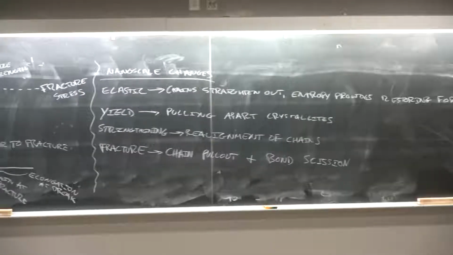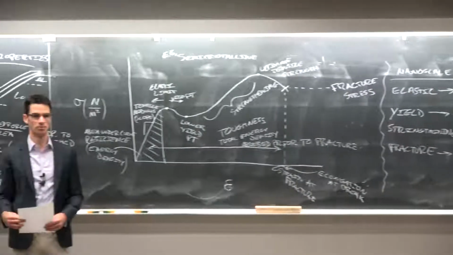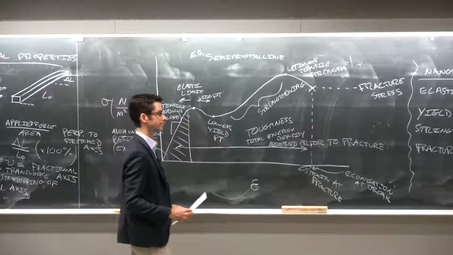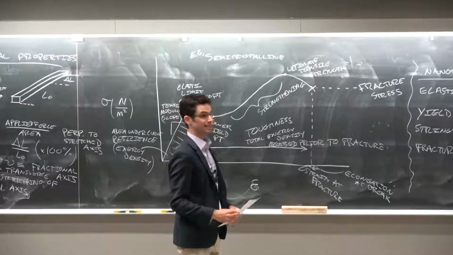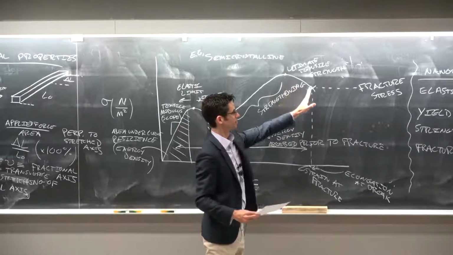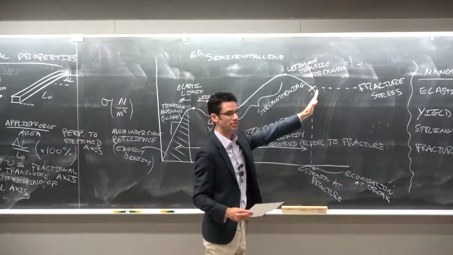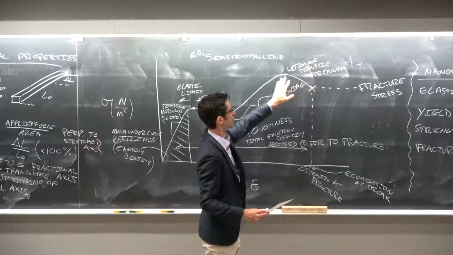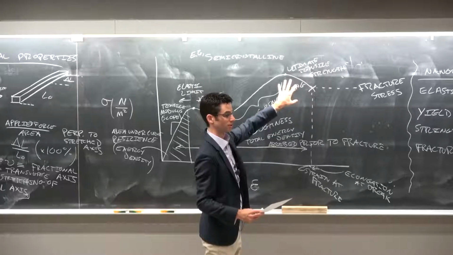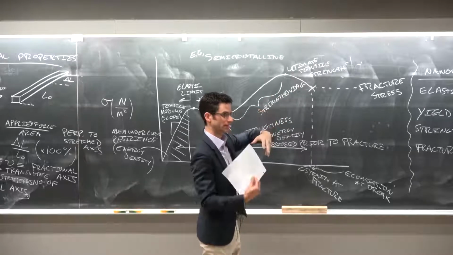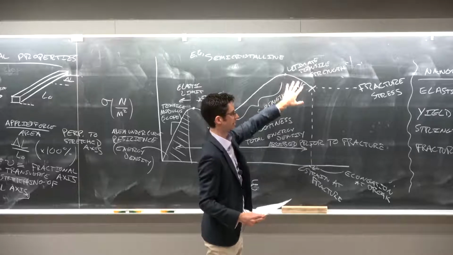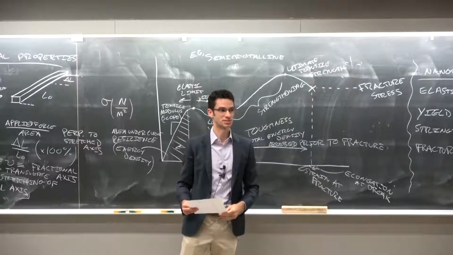Any questions in the last minute? Does fracture start occurring at the nanoscale at the ultimate tensile strength? Yes. This is where the material completely bifurcates, and damage to the specimen in the form of chain pullout and bond scission starts occurring after the ultimate tensile strength.